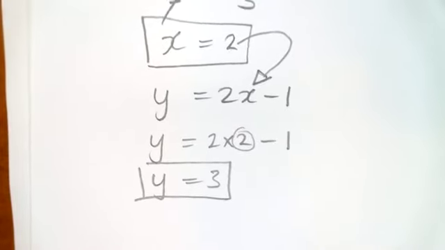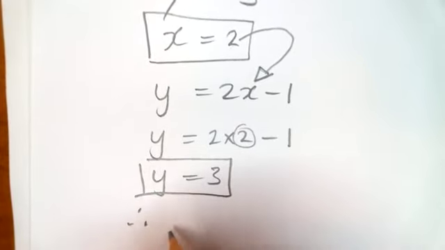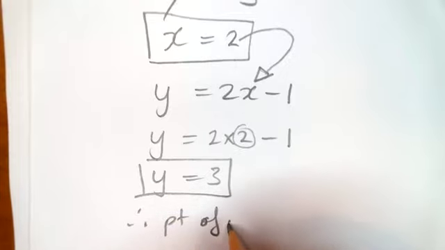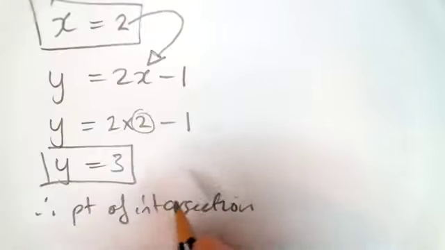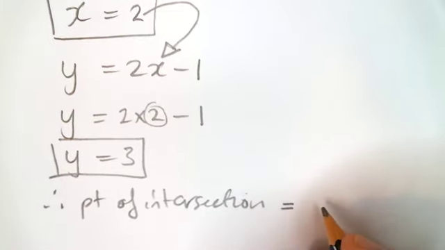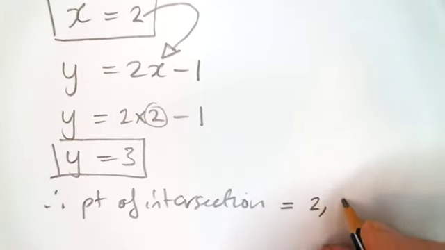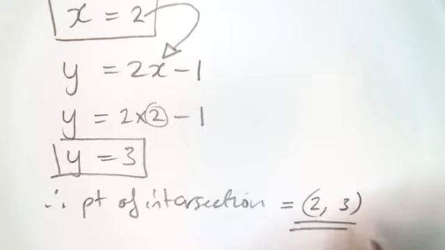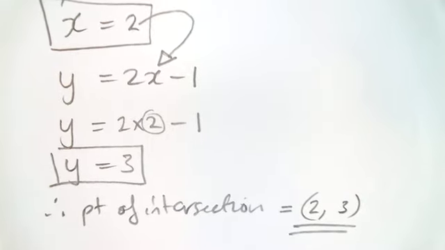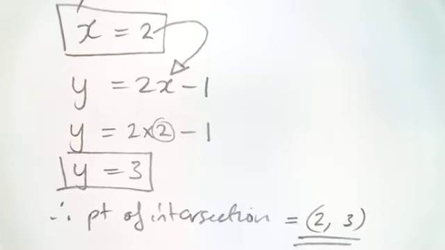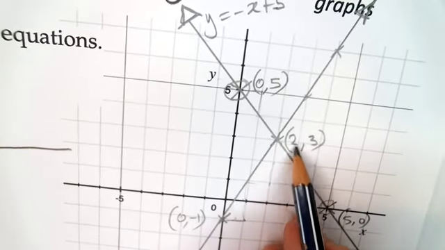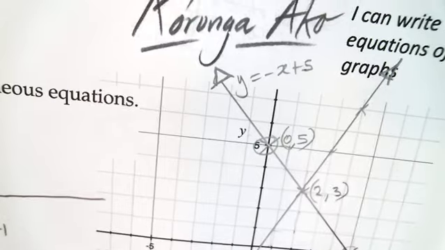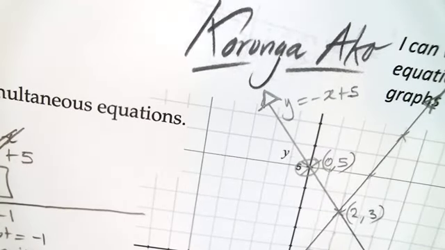Now I can express this as an ordered pair. Therefore, I put point of intersection equals, and I'll put 2, comma, space 3. So I'm writing it as an ordered pair. Now let's check that that is in actual fact correct. Is that what we got when we had our diagram? Yes, it is. Look, there it is, 2, comma, 3. So that is how we would find the point of intersection.